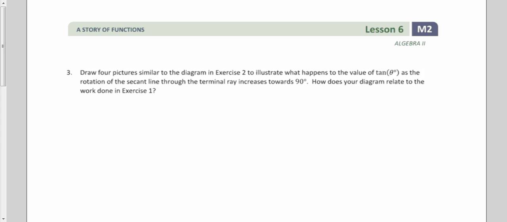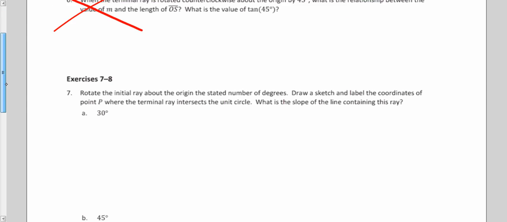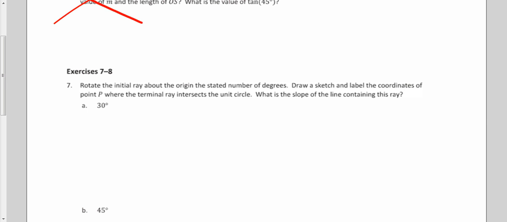And yeah, we talked about all that. We're not doing this page. The next page we are not doing. This next page, we are not doing number 6. This next exercise, exercise 7. We are doing exercise 7 for homework.